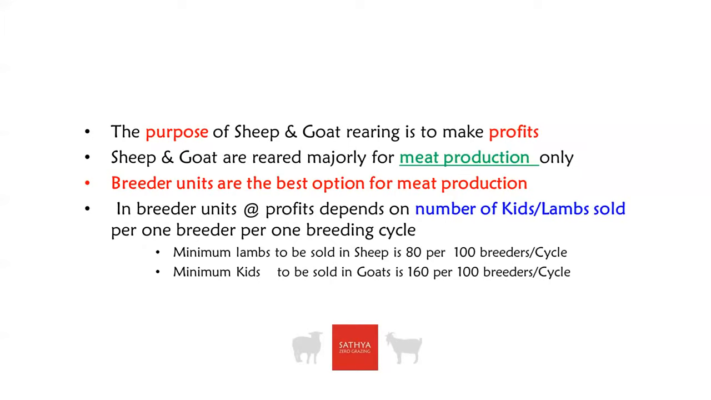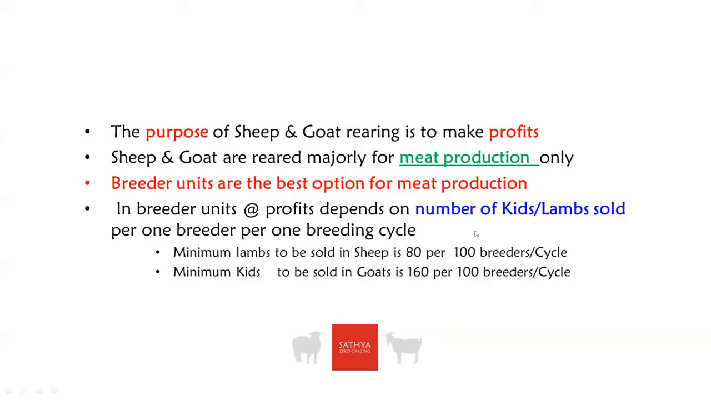So for meat production, breeder units are the best choice. In breeder units, profits depend on the number of lambs or kids sold. So the number of kids and lambs sold per breeder per breeding cycle is a very important parameter for calculating productivity, because sale of lambs and kids is the only major source of income in breeder units.